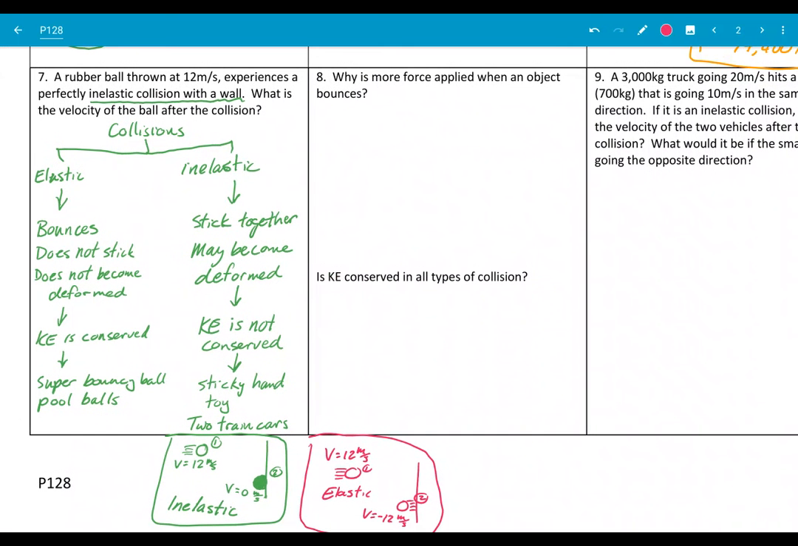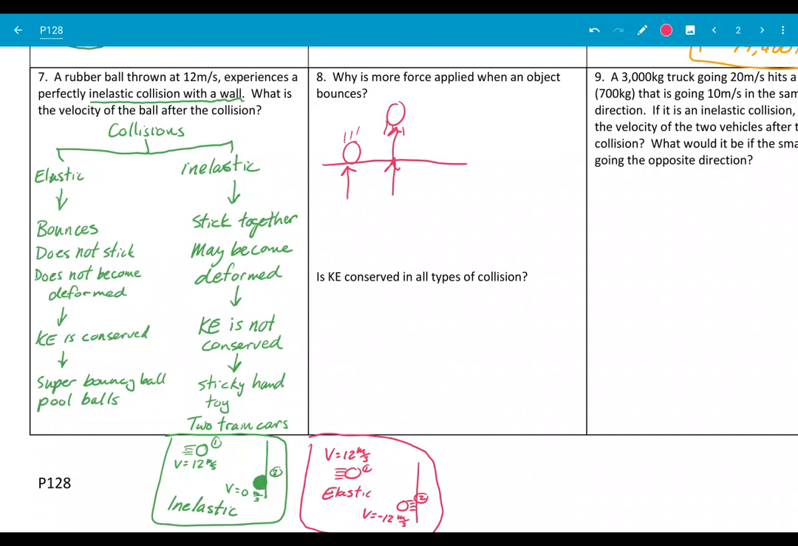Anyways, next up. All right, number 8, it asks, why is more force applied when an object bounces? When an object bounces, right, it's coming down to the ground, right, and the ground has to apply the force to stop it, but it also has to apply the force to make the ball go back up.